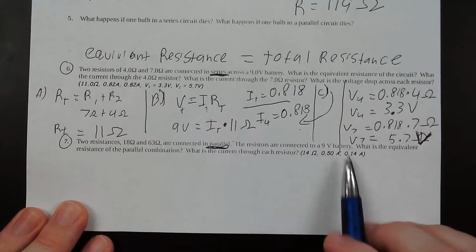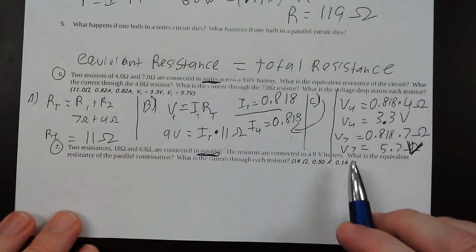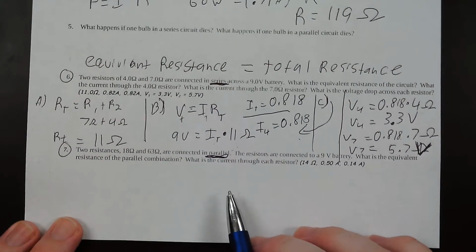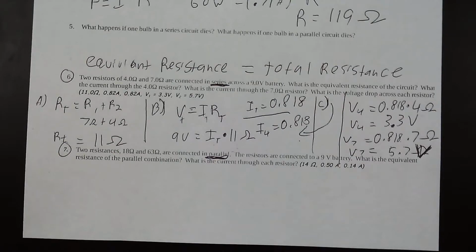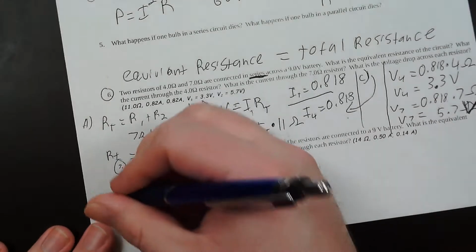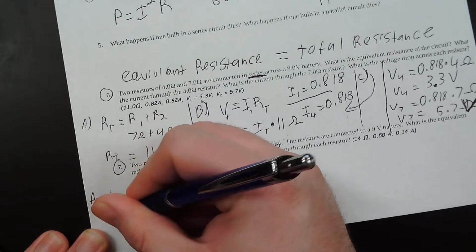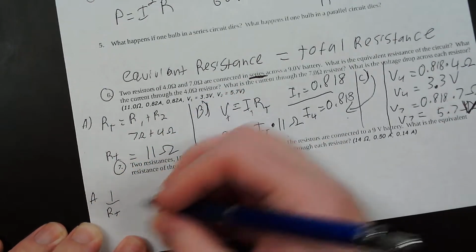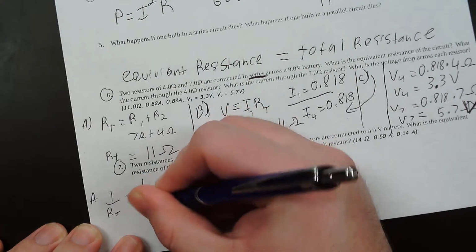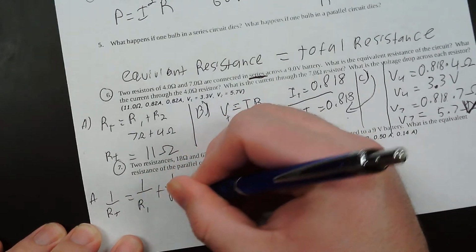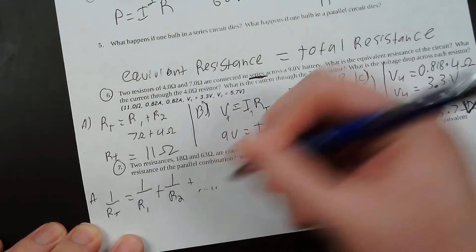The resistors are also connected to a 9-volt battery. What is the equivalent resistance of the combination? And then what is the current through each of them? Okay. So equivalent resistance for a parallel circuit. This is the funky one that looks like this. 1 over the total resistance equals 1 over R1 plus 1 over R2 plus however many there's going to be.